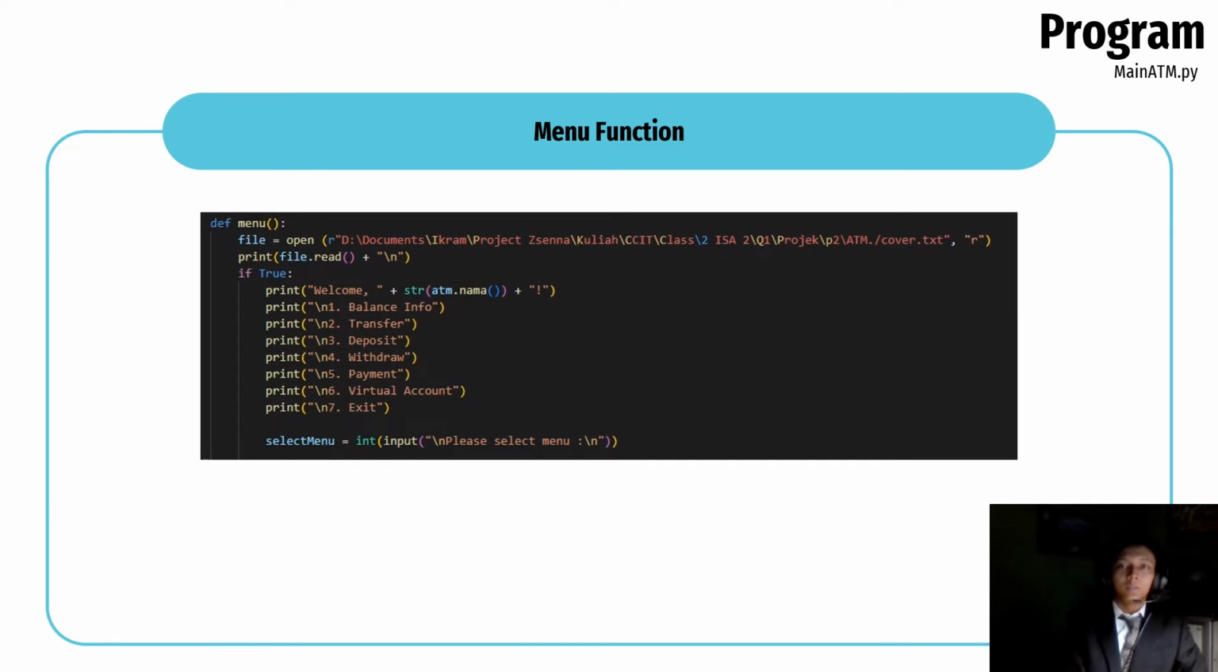Alright, next is the menu function. On the second line, the program will open and read a file that contains the cover for the menu page. The file is used to add a design as a title in the menu display. Next, we enter into a condition. The program here will run immediately if the condition is true, which will display the initial menu that contains 7 options. The user will choose one of these 7 options, and the user's choice will be entered into the select menu variable.